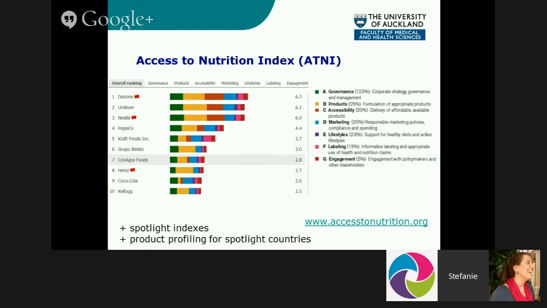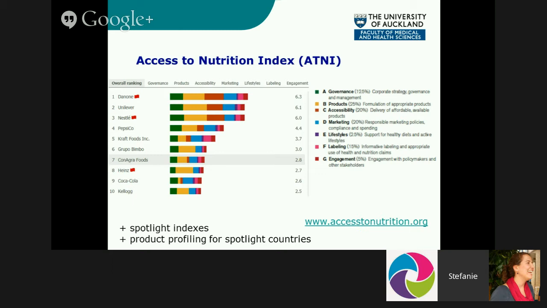Another example, looking at measuring private sector performance, is the Access to Nutrition Index, which you may have heard about. The ATNI index has rated and benchmarked 25 of the world's largest food and beverage manufacturers on their commitments, performance and disclosure practices related to both obesity and undernutrition.